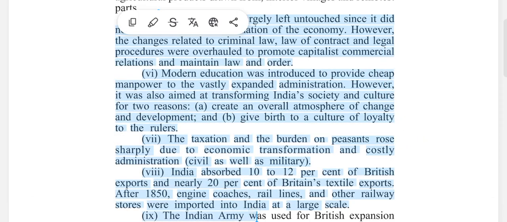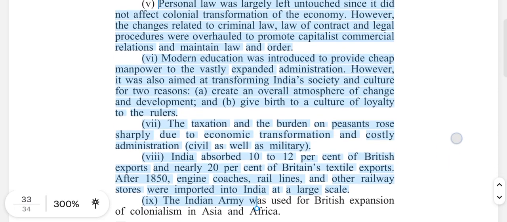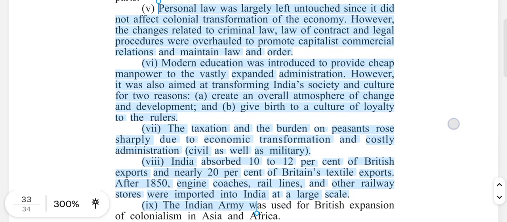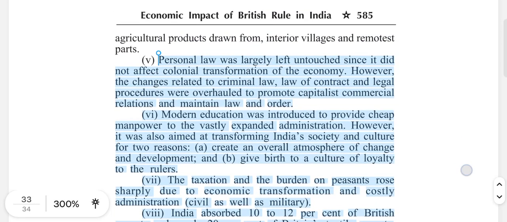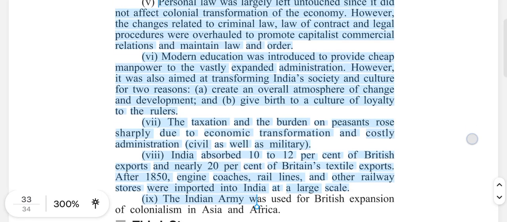However, it was also aimed at transforming India's society and culture for two reasons. A, create an overall atmosphere of change and development, and B, give birth to a culture of loyalty to the rulers. 7. The taxation and the burden on peasants rose sharply due to economic transformation and costly administration, civil as well as military.